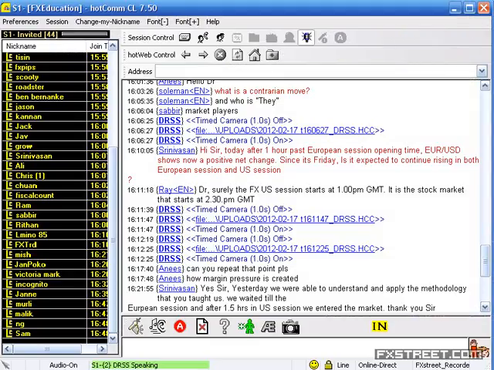Yesterday we were able to understand and apply the methodology that we taught. We waited till the European session. After 1.5 hours in the US session, we entered the market. Okay, fine. So it is very easy. If you learn it properly and enter into trade, then it becomes easy.